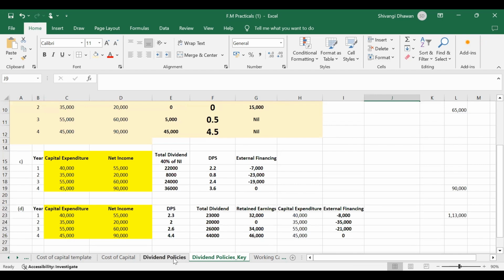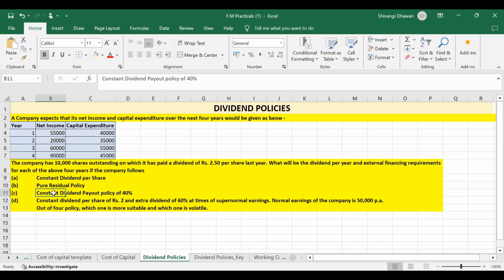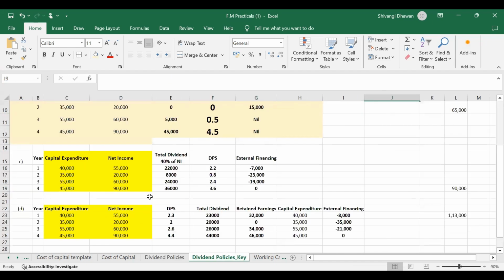Next is the third part. The third part says a constant dividend payout policy of 40%. Okay. So here, it's very easy. The year is given to us, the capital expenditure, and then again the net income is given to us. So this is the given information. Now, the total dividend is 40% of the net income. So here, instead of calculating residual income or anything else, first we need to calculate the percentage of dividend that we are paying out of our net income.